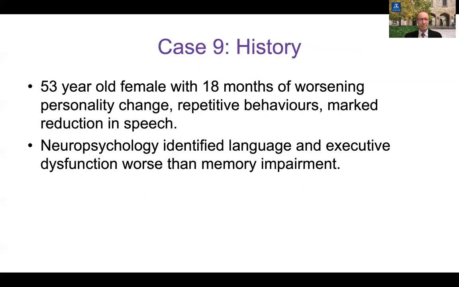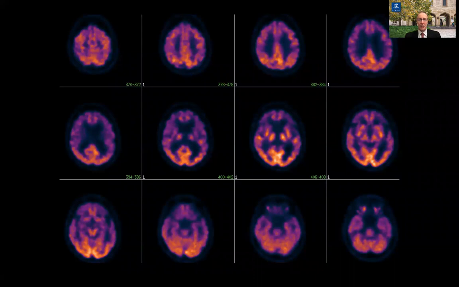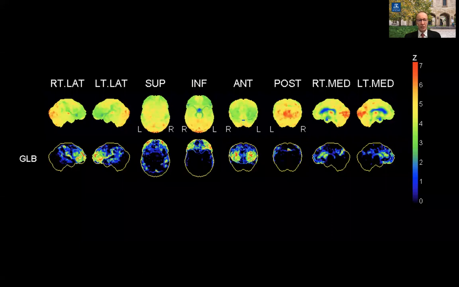Case 9. 53-year-old female with 18 months of worsening personality change, repetitive behaviours and a marked reduction in speech. Neuropsychology identified language and executive dysfunction that was worse than the level of memory impairment. This is the FDG PET. This is the Neurostat.